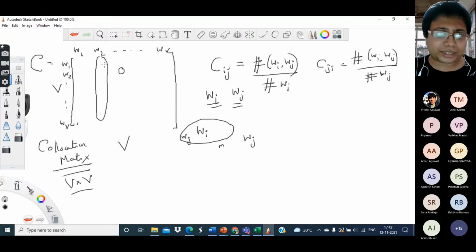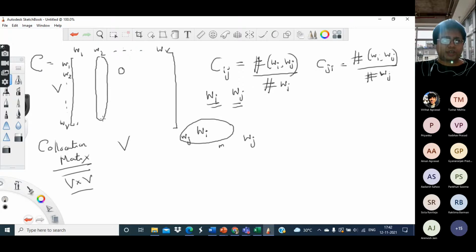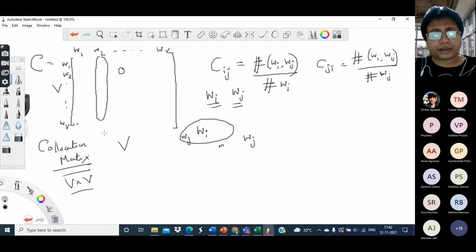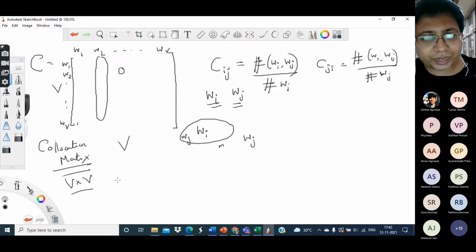Okay, so in a sense this kind of a co-occurrence or collocation vector is indicative of the sense or the meaning of the word, or rather the multiple meanings of the word, which we are considering. So this is one possible way in which you can represent a word by a vector.